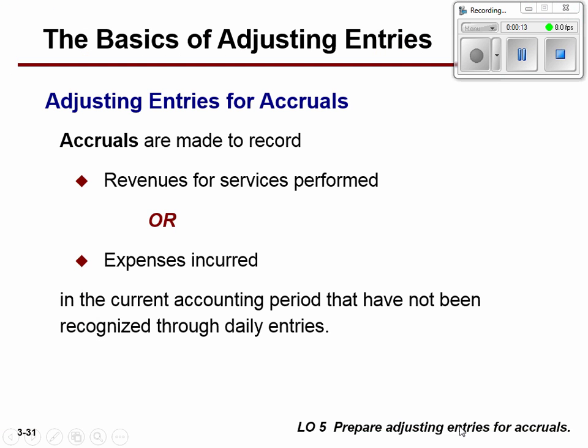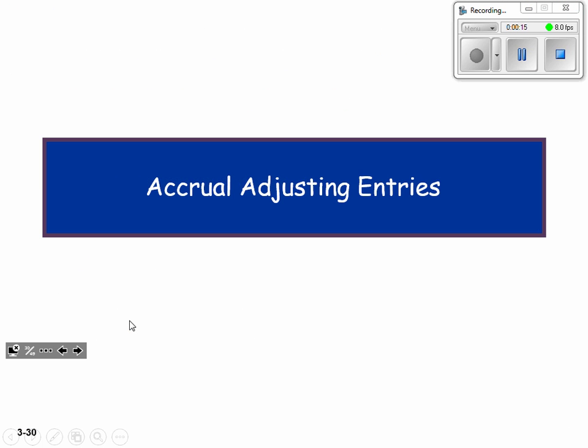Quick recap from yesterday. Yesterday we talked about the deferral adjusting entries, which deal with either revenue or expenses. Deferral means the money has been there, but we're deferring the event. So any prepaid anything, money is there, we're waiting.